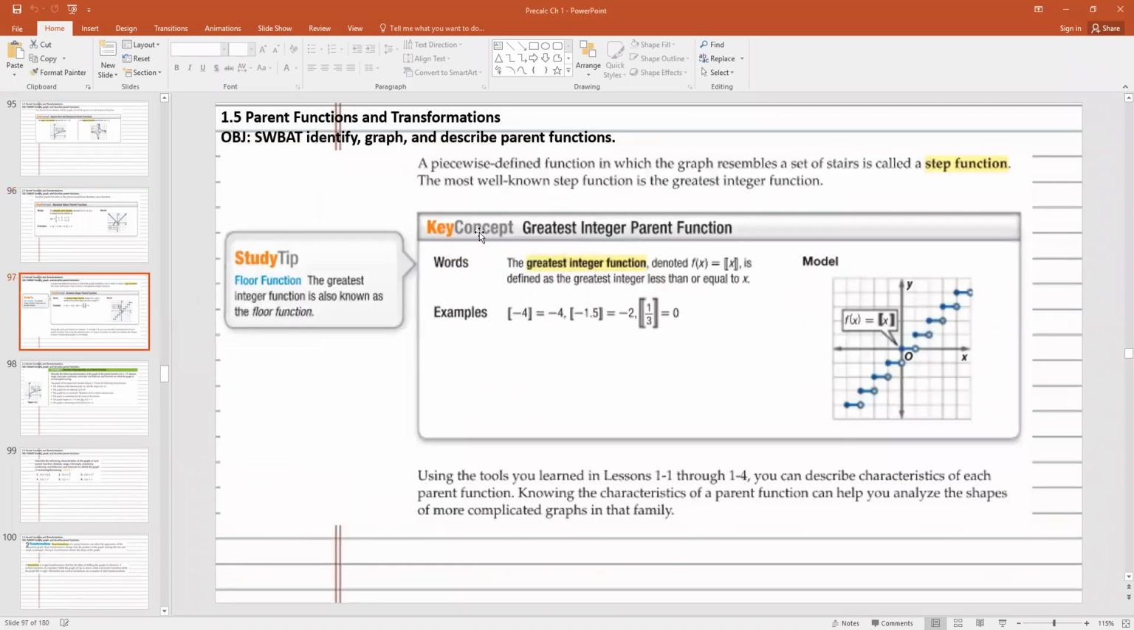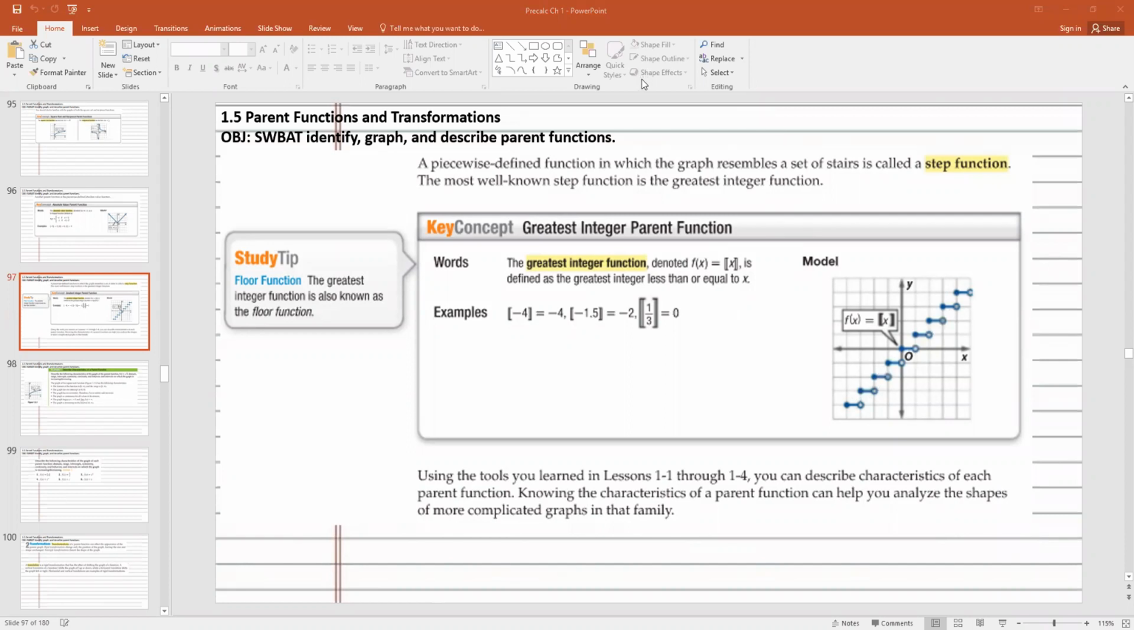Now this one's a little different. I'm not sure if you've ever seen this one. If you've seen it, cool. If not, no worries. You don't really see it too often. And you might see it in business though. So if you do go into business, this is called a step function. Why? Because it looks like stairs, right? Looks like stairs there. So that's a step function.